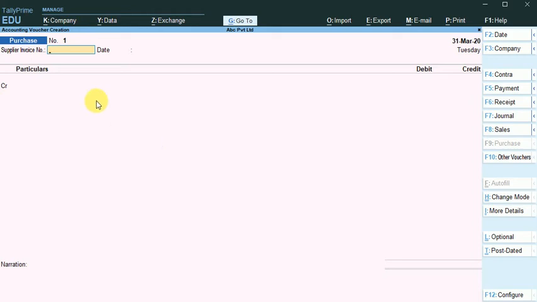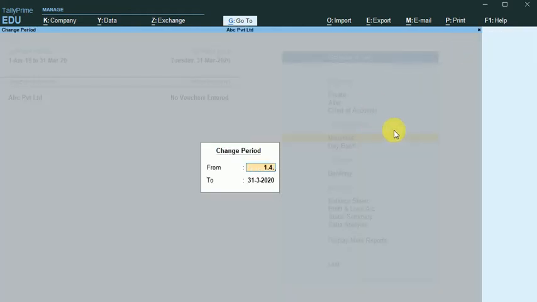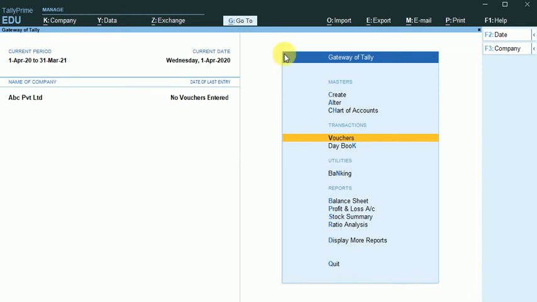It is asking for the supplier invoice number, 001. The date in this state I cannot enter. So before entering this purchase voucher, I need to change the date. So I'm getting back. The period itself is the wrong one, so I'm changing the period. I'm changing the period as 1/4/2020 to 31/3/2021. So my current date is 1st April 2020. Now I can go with the vouchers.